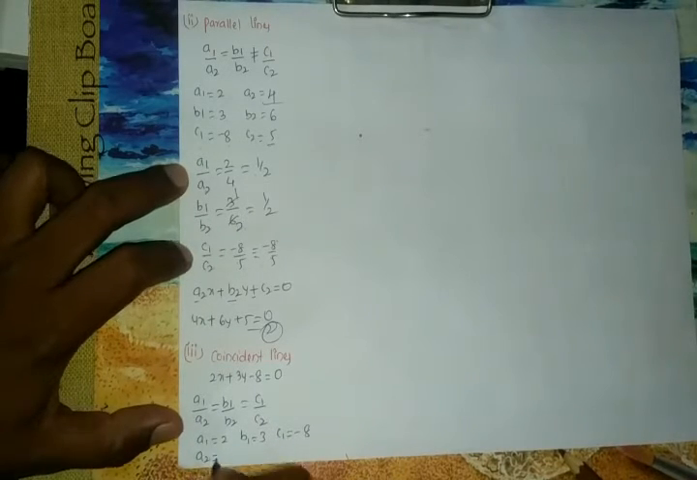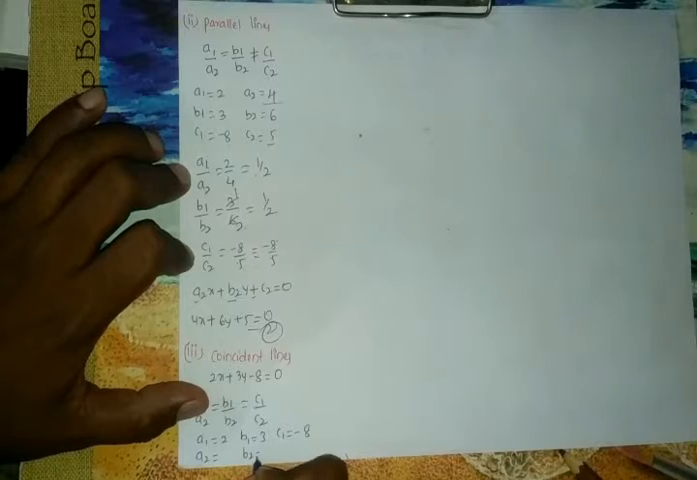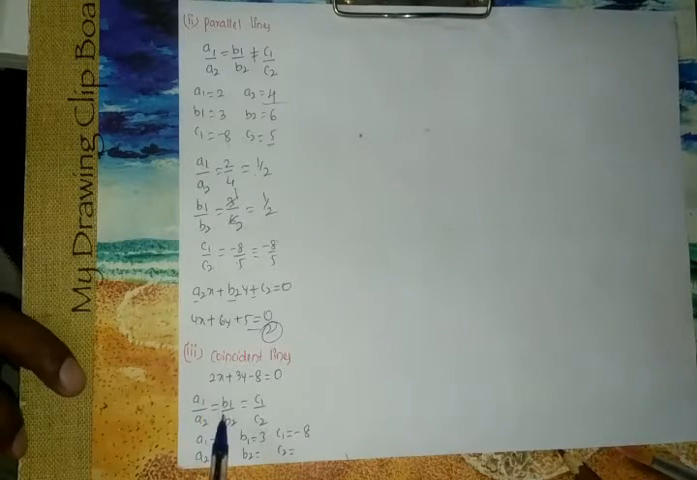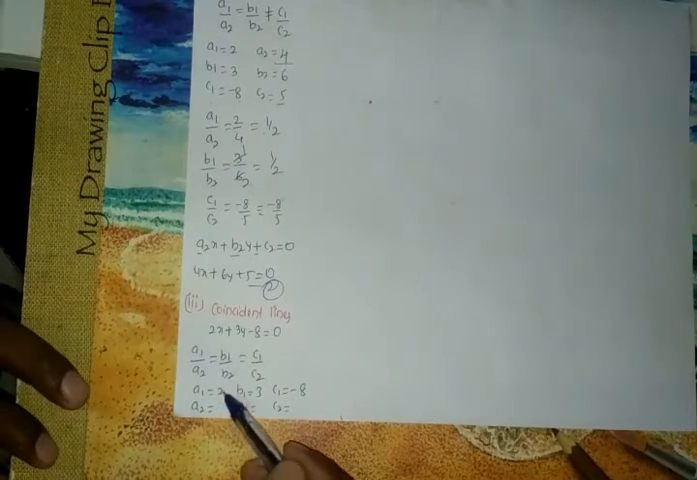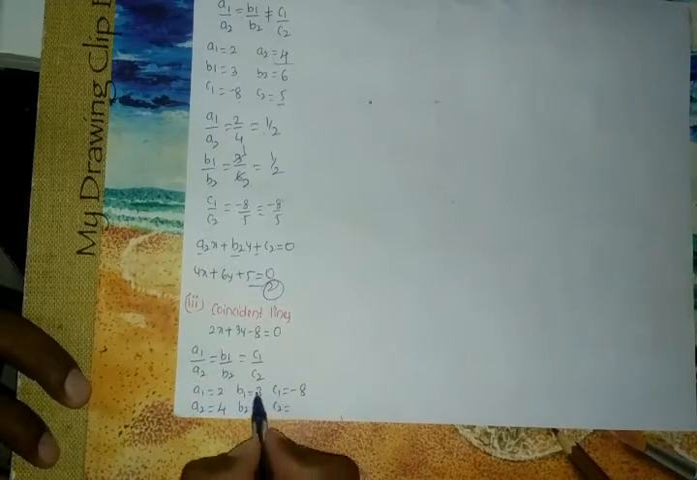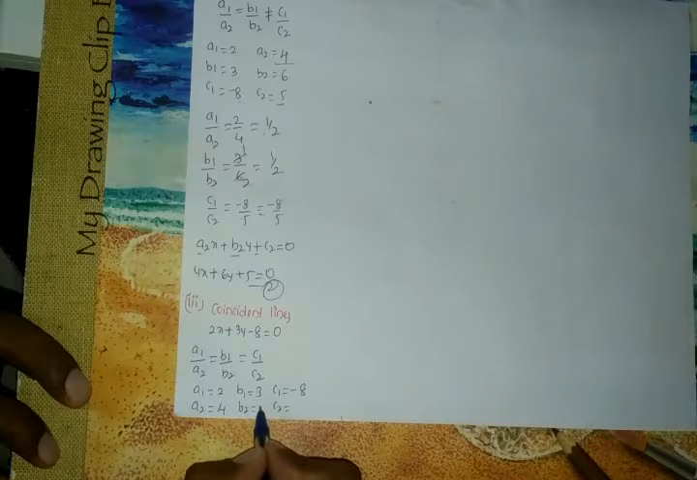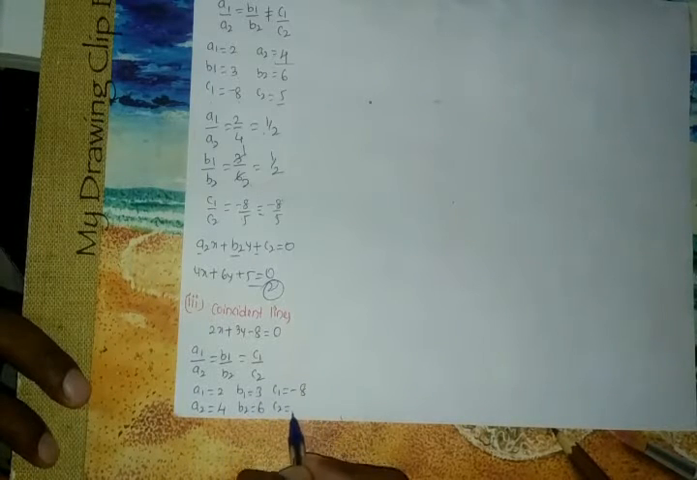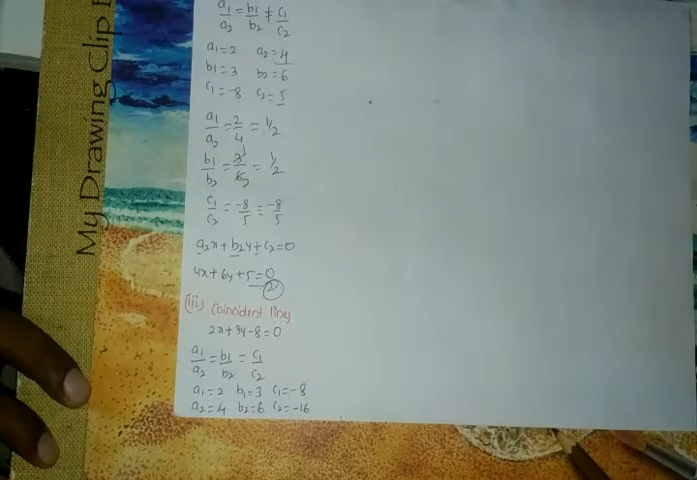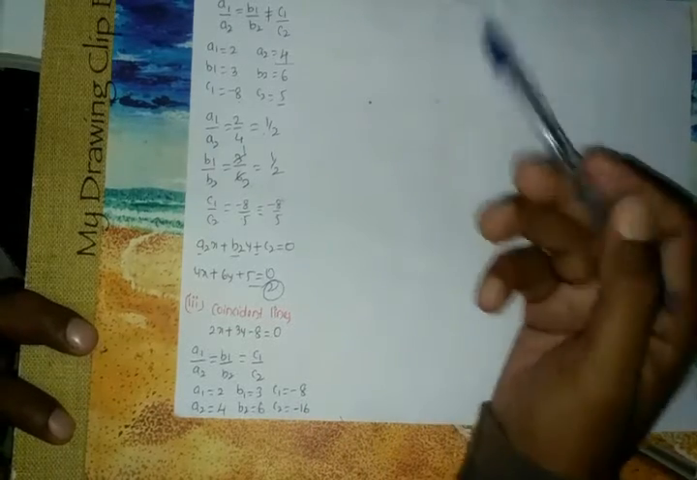So I have to select the values of a2, b2 and c2 in such a way that I get the ratios a1 by a2, b1 by b2 equal to c1 by c2. So simply I will take double of this 2, which is 4, and double of this 3, which is 6, and double of this minus 8, which is minus 16. Okay, the same thing we did here.